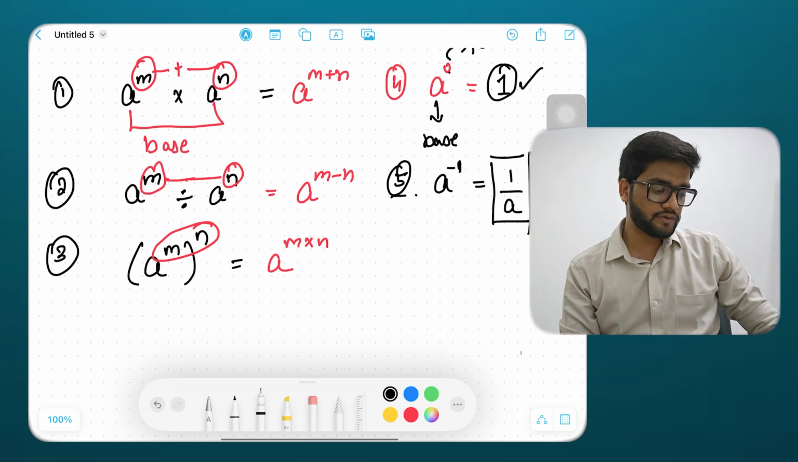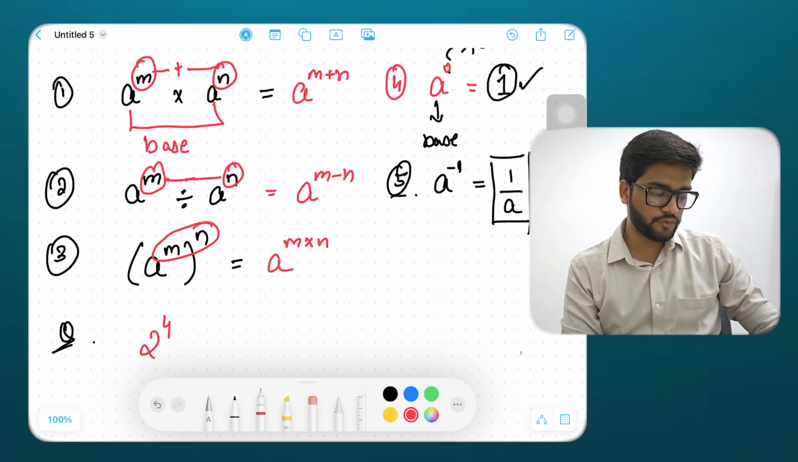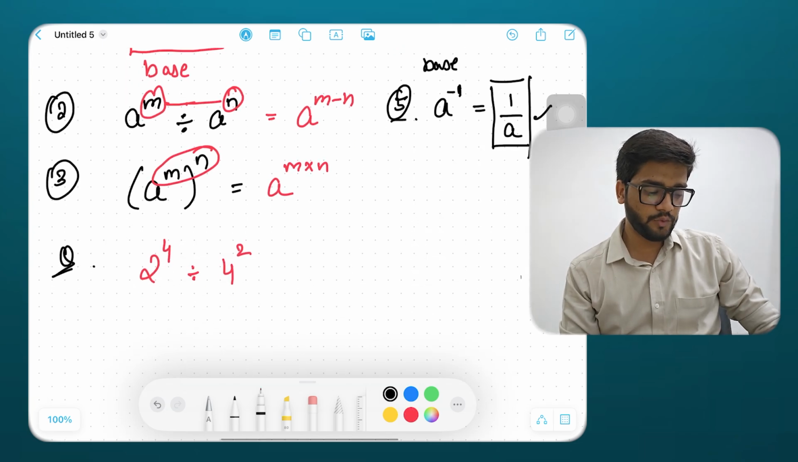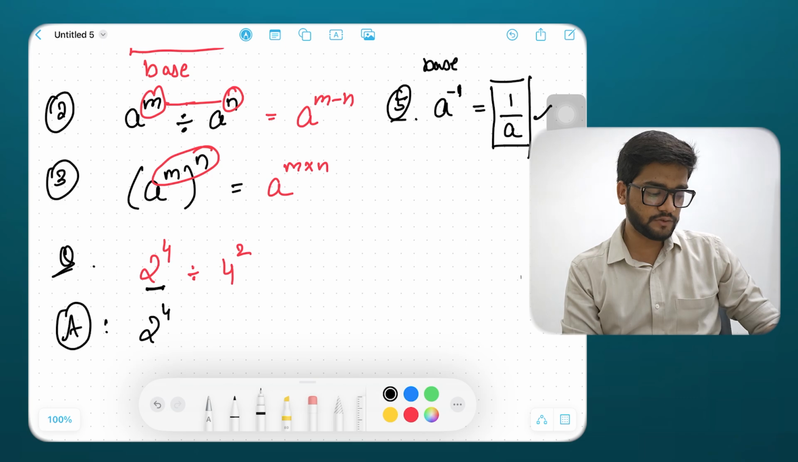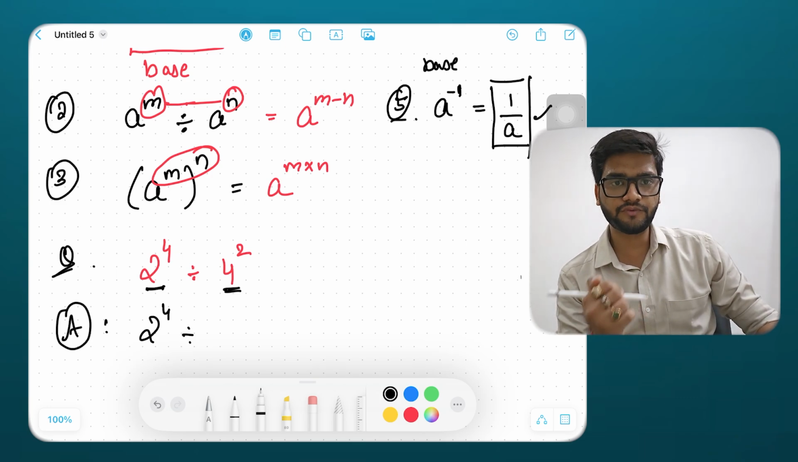Now let's come to one question. Suppose we have the question 2 raised to the power of 4 divided by 4 raised to the power of 2. How are we going to solve this? Just see here. We are going to write this as it is, and I am going to break this 4 in terms of 2.